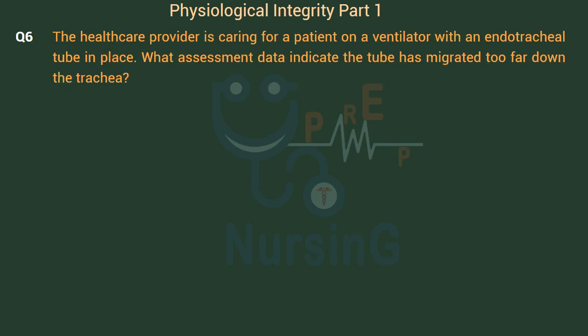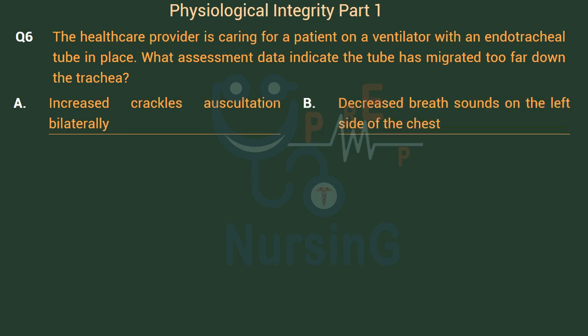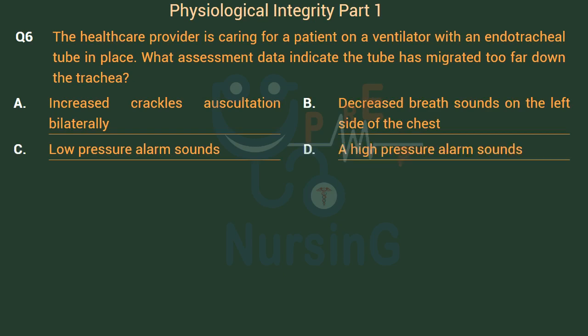The healthcare provider is caring for a patient on a ventilator with an endotracheal tube in place. What assessment data indicate the tube has migrated too far down the trachea? Option A. Increased crackles on auscultation bilaterally. Option B. Decreased breath sounds on the left side of the chest. Option C. Low pressure alarm sounds. Option D. A high pressure alarm sounds. Right answer is Option B.